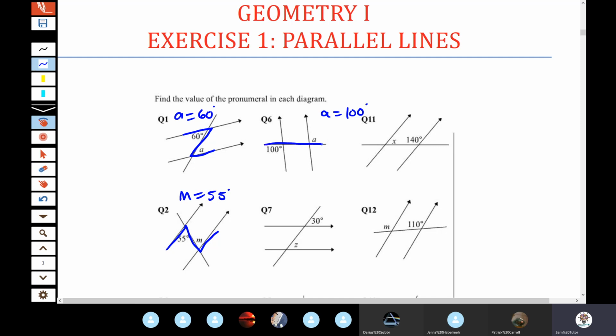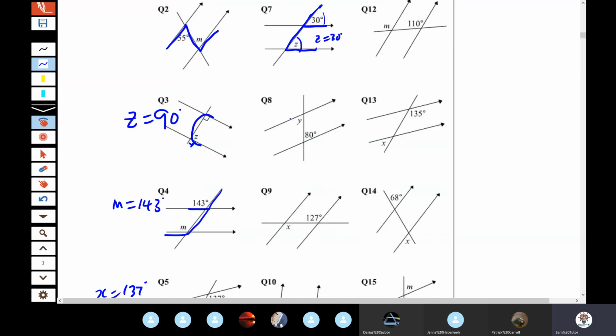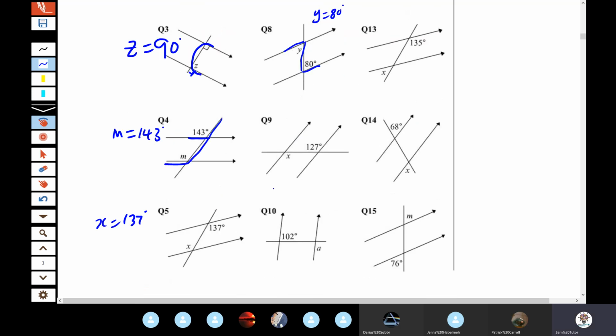Let's go next. Who wants to give the next one a shot? Someone that hasn't tried it yet. Question 7. You don't need to overthink it. Just start with something. So tell me, question 7. It's just 30, and your reason is? Corresponding. There it is. That one's an easy one. Next. Question 8. Oh, that's obvious. Y equals 80. Question 9. Again, easy. It's a Z.